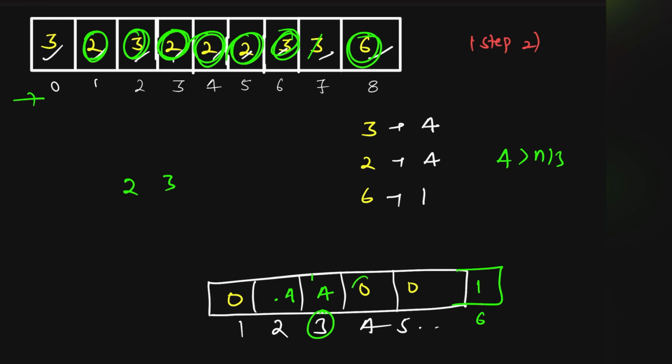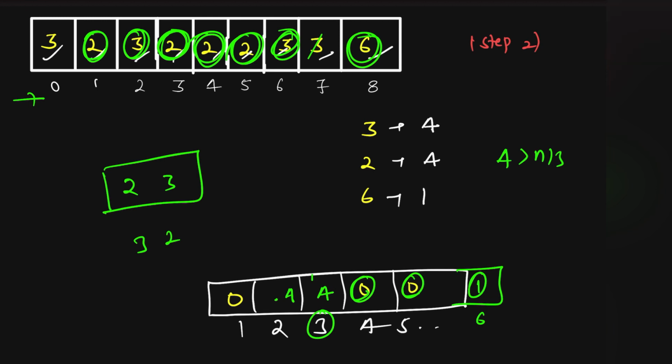Then I come across 4, which occurred 0 times, not greater than n by 3 times, 0 times not greater than n by 3 times, 1 not greater than n by 3 times. So my final output would be 2 3, or 3 2, whatever order, because in the question they have stated that order does not matter. I hope you got the solution.